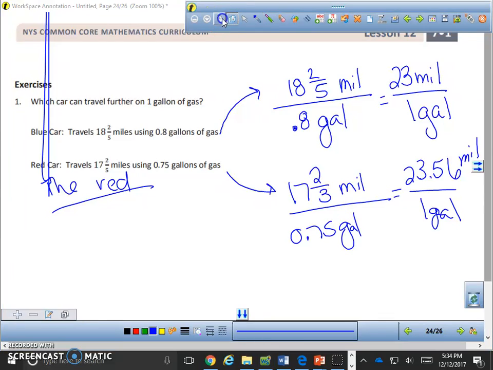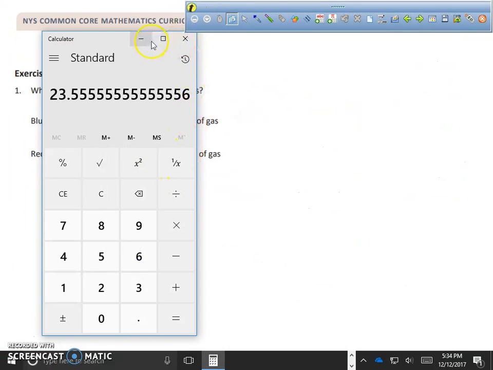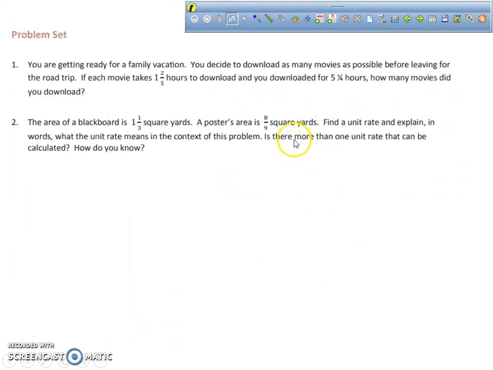Next one. Problem set. This is what I would like you guys to pause your video on. This is what you're going to work on for the remainder of class. If it doesn't get done in class, this is homework.